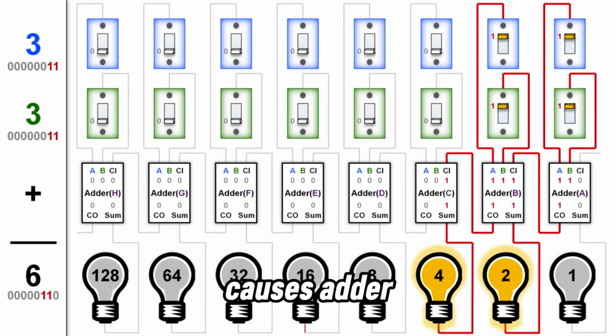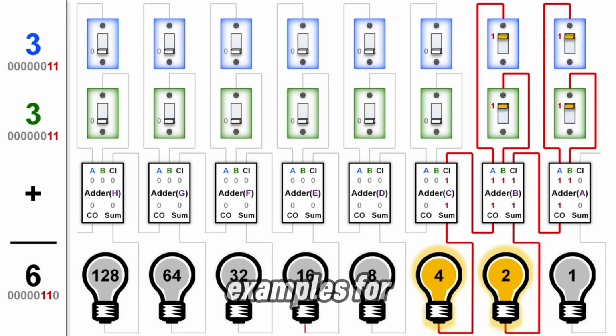3 plus 3 causes adder A on the far right to carry out a 1, which then causes adder B to have to add 1 plus 1 plus 1, which in binary equals 1, 1. So both the sum wire of adder B and the carryout wire of adder B are on, causing the light bulbs under adder B and under adder C to both be on. So 3 plus 3 equals 6.